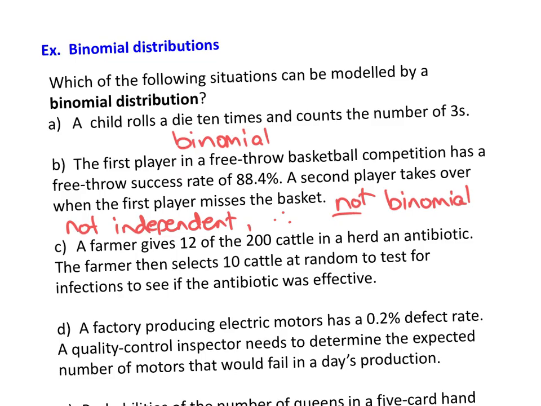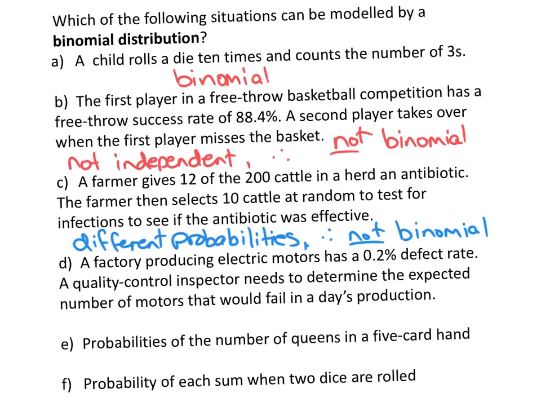A farmer gives 12 of 200 cattle in a herd an antibiotic. The farmer then selects 10 cattle at random to test for infections to see if the antibiotic was effective. The probability of the cattle being injected with the antibiotic is not uniform, therefore it is not binomial.